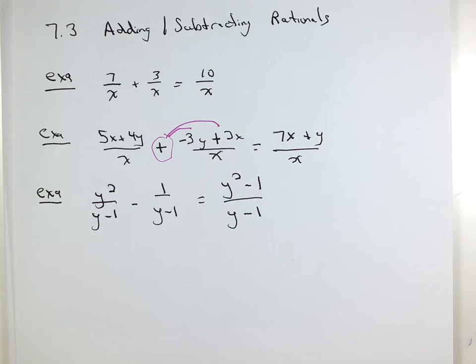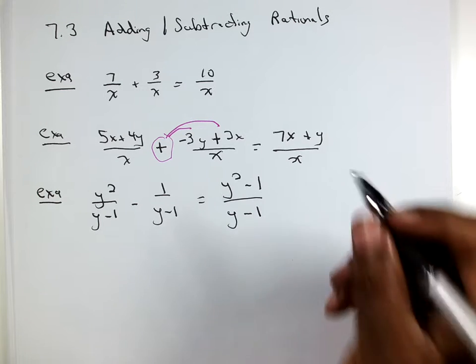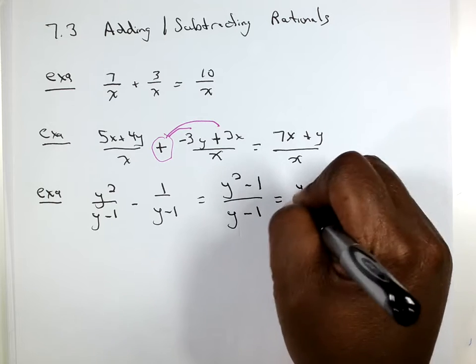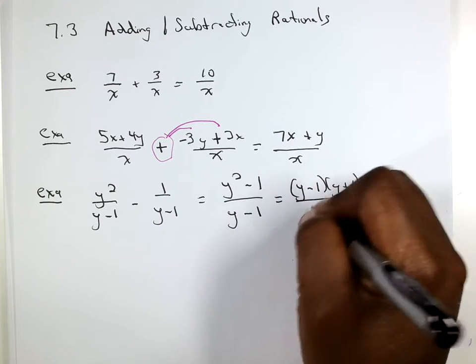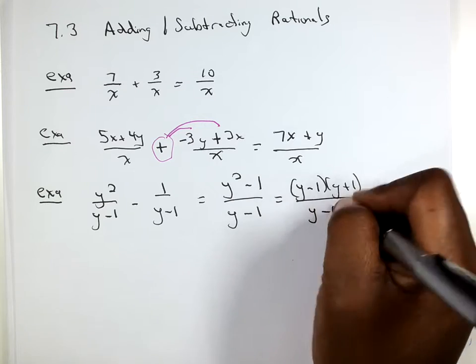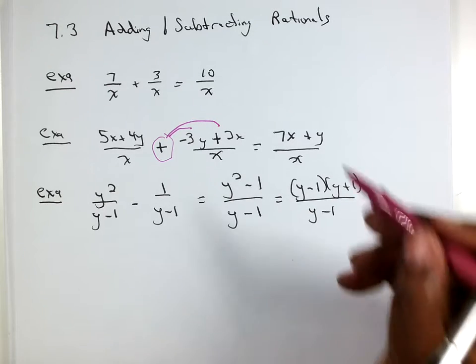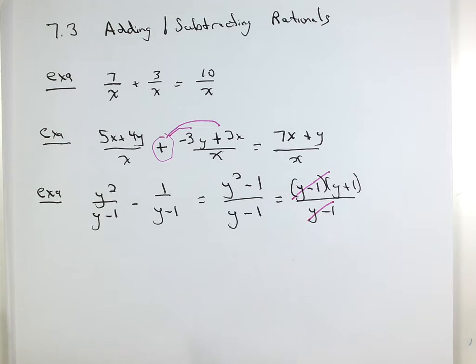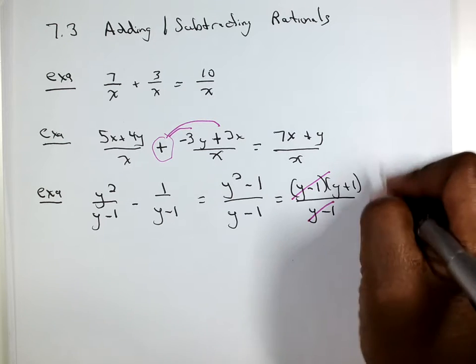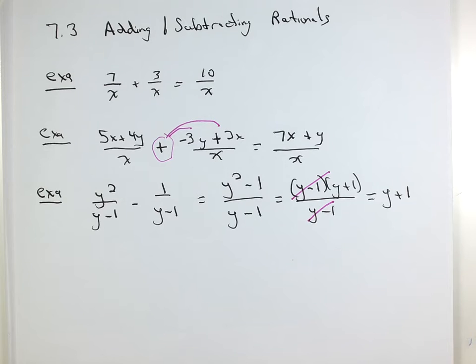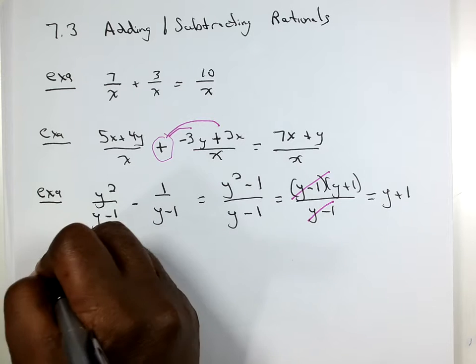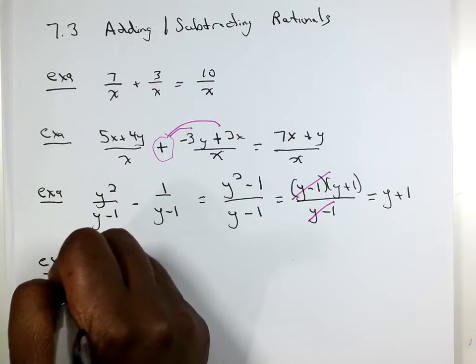Now in this case, I can actually simplify it. My numerator is a difference of two squares, so it factors to y minus 1 times y plus 1. And then I have that y minus 1 in the bottom. So these factors are the same. They simplify to a 1. And my final answer is just y plus 1. So again, with a common denominator, it works out really well. We can just go and combine those numerators.